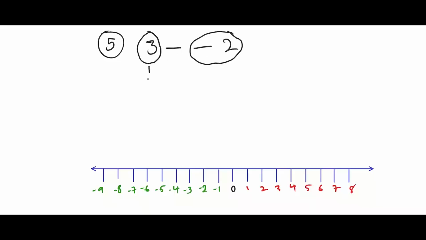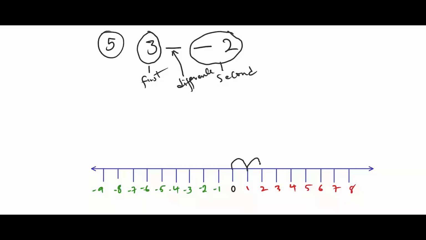This is the first number, and this is the second number. I want to see the what? The difference. That is the interpretation of that question. I want to see the difference between the two integers. So let's start with 3. From 0, that's positive 3, we go to the right hand side 3 times.